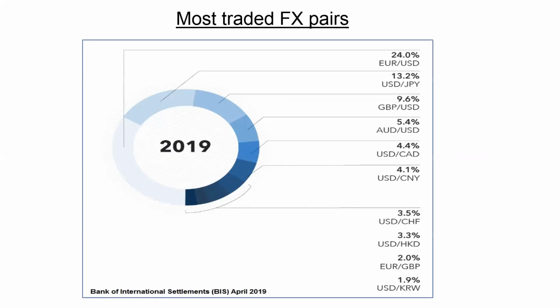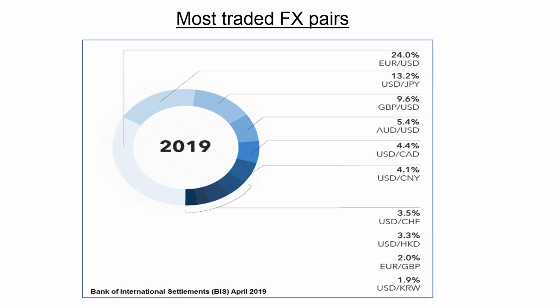So you can imagine that the price spreads, the bid-ask spreads for euro dollar are actually quite narrow. They tend to be some of the narrowest spreads in the market. That's followed by the US dollar against the Japanese yen, which accounts for 13.2% of the volume traded.